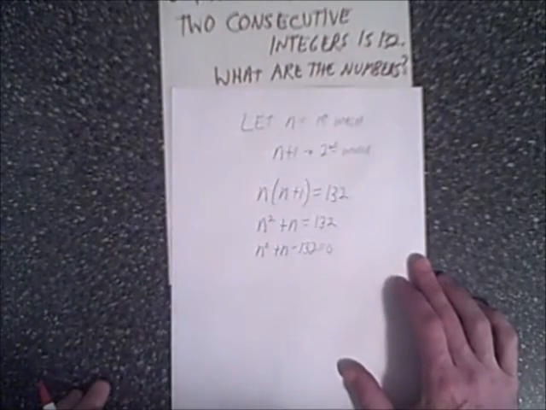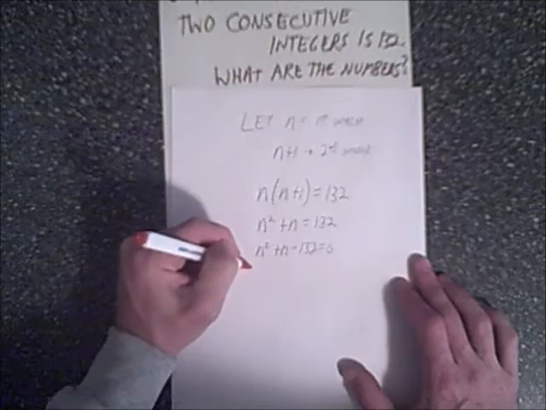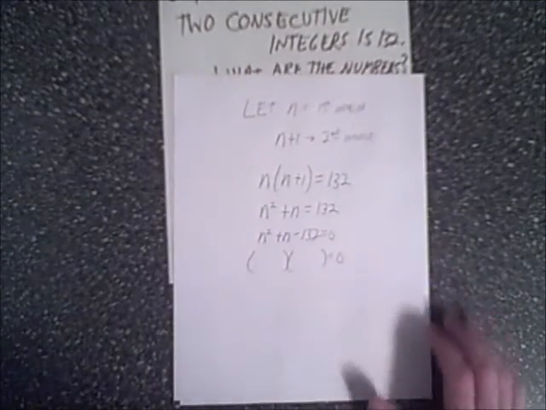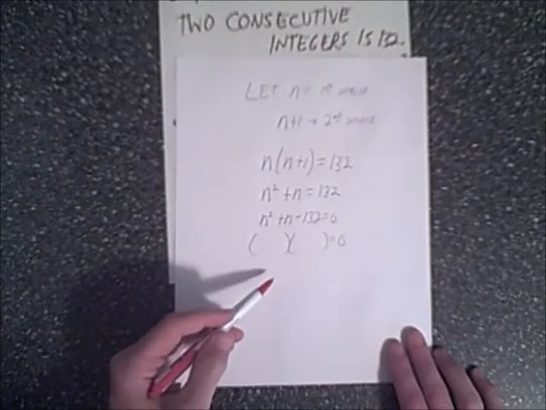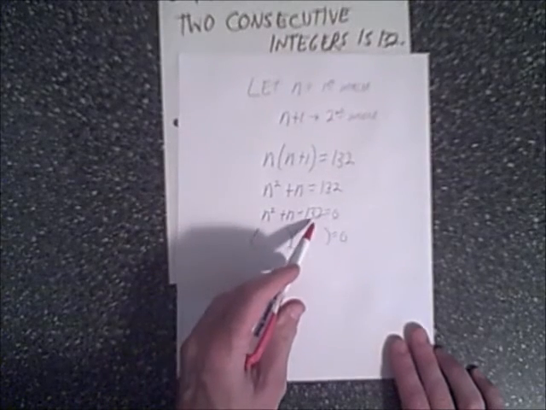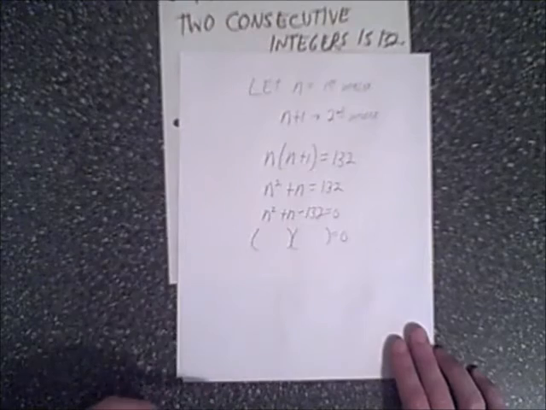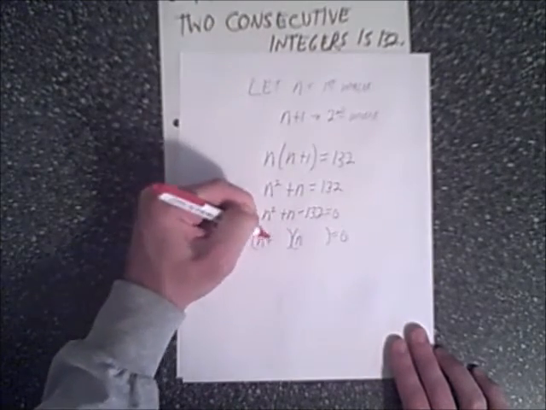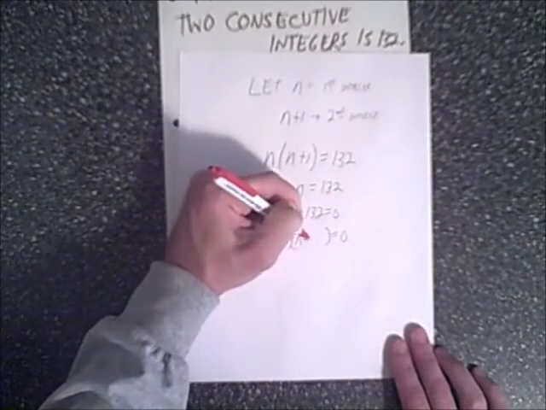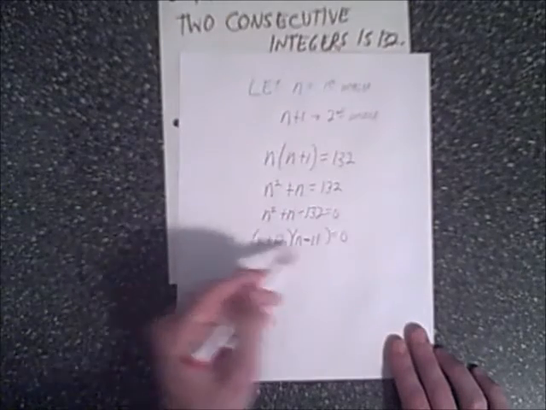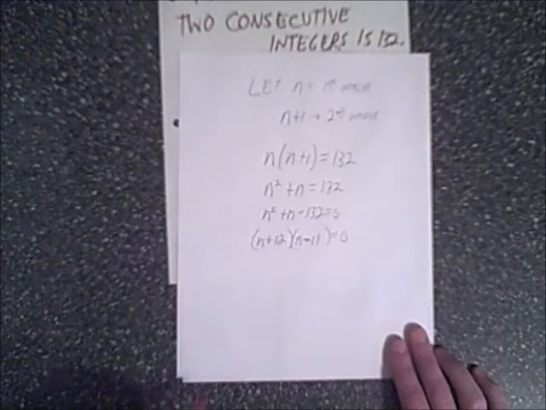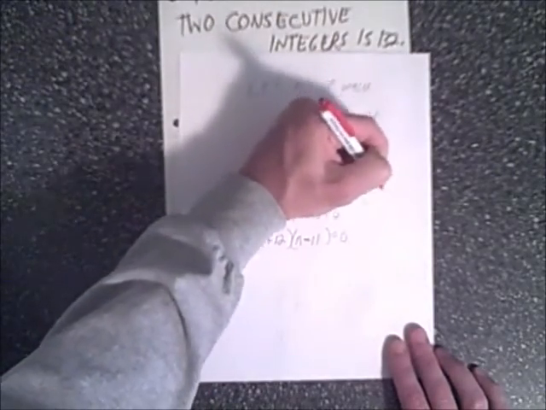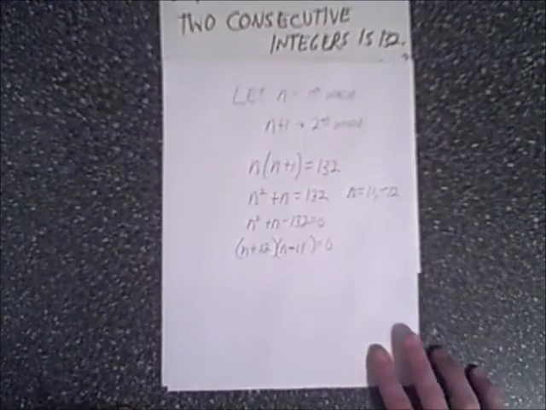And if you remember from your algebra, we're going to factor this into two binomials. So we need to find two numbers that multiply to negative 132 and add up to 1. And that would be plus 12 and minus 11. If you FOIL this out, you'll find that it equals this. Therefore, n equals 11 and negative 12. Okay?